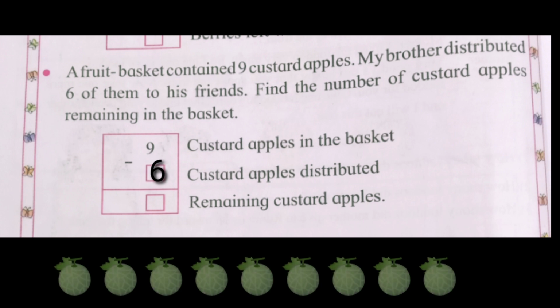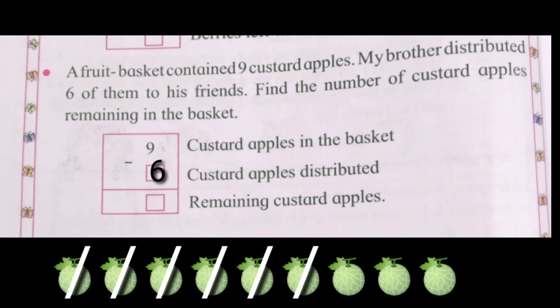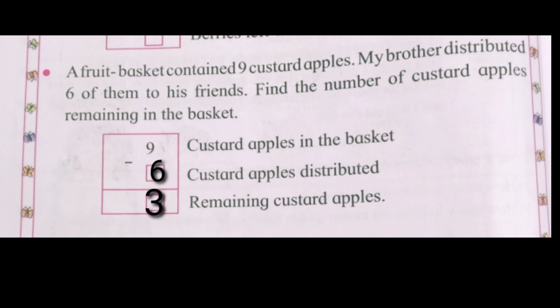Now from 9 custard apples, we will cross out 6. 1, 2, 3, 4, 5, 6. Now how many are left? Let's count. 1, 2, 3. So the answer is 3. We will write here 3. Therefore 9 minus 6 equals 3.